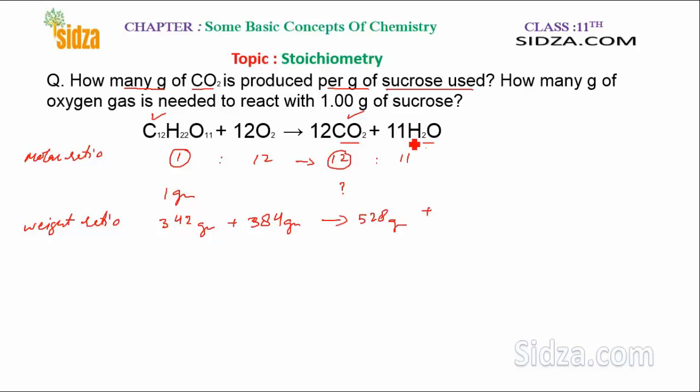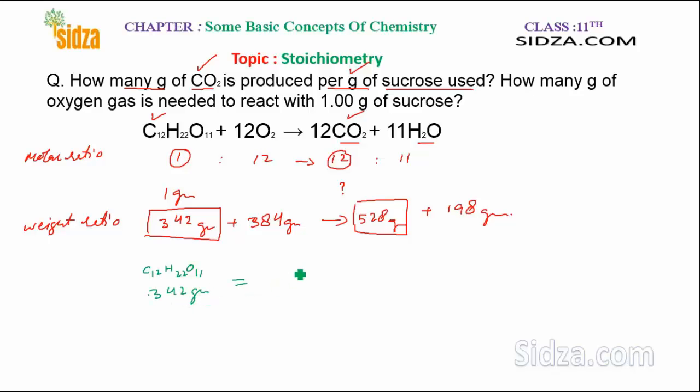And what you get? You get the 11 moles of water. And 11 moles of water, how much is the weight? 18 is the molar mass of water. So times 11, it will be equal to 198. So from the balanced equation, I can write down 342 grams of sucrose produces 528 grams of carbon dioxide.